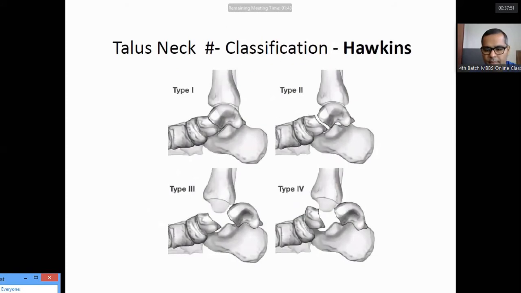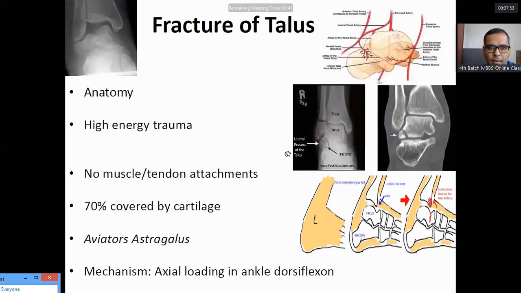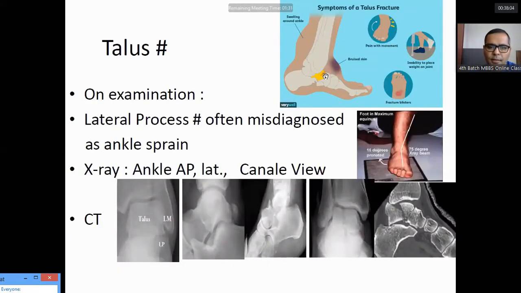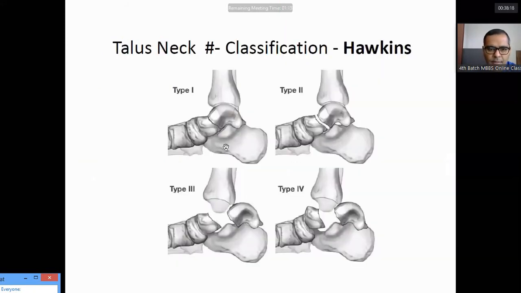So Talus, anatomy, different parts. 70% covered by cartilage, aviator astragalus, the typical mechanism, examination, swelling, the typical view. This is the canal view, 15-degree pronated, 75-degree X-ray beam projection, different lateral process, posterior process, neck, body, comminuted.